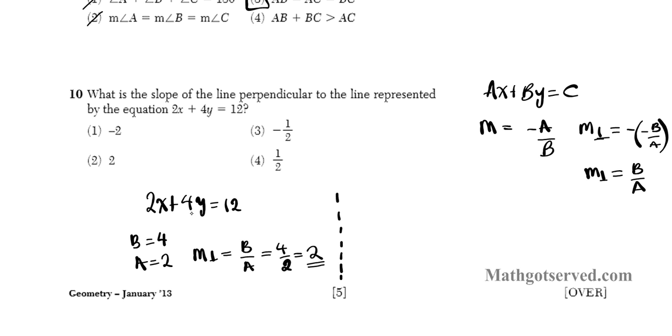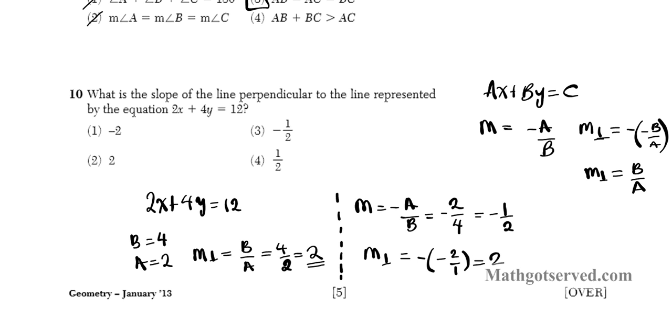Okay? Another way to do it is, let's find the slope of this line. To find the slope of this line, we can use the formula m equals negative a over b, right? So a is 2 and b is 4. If you simplify this, you have negative 1/2. Now, what is the slope of a line perpendicular to this? It is the inverse. What is the inverse of negative 1/2? It is the opposite of the reciprocal, which is simply negative 2 over 1, which equals 2. And there goes your final answer. Okay? All right. This is method 1 using a over b.